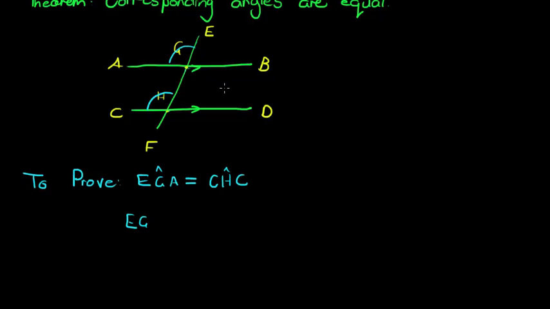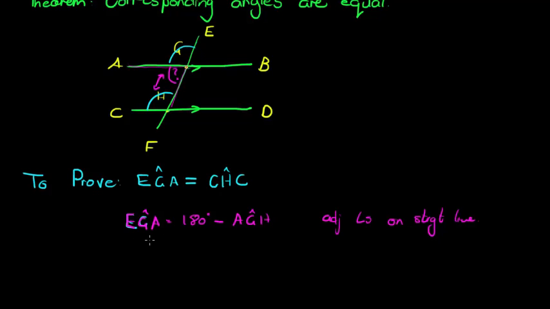Now, what is the link between the two? Kind of intuitively, you need to be able to see that the link between the two is this angle right here, because together these two are 180, and together these two are also 180, and that's the point. So I would say that EGA is 180 degrees minus angle AGH. Okay, so this and those two add up to 180. Why? They are adjacent angles on a straight line.